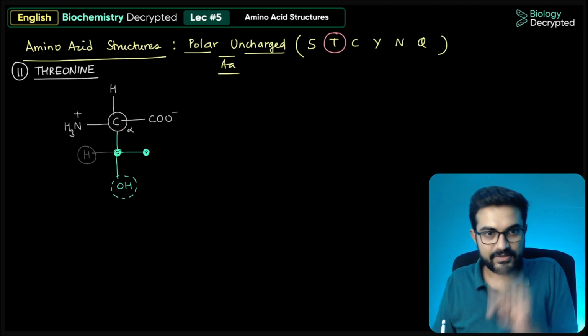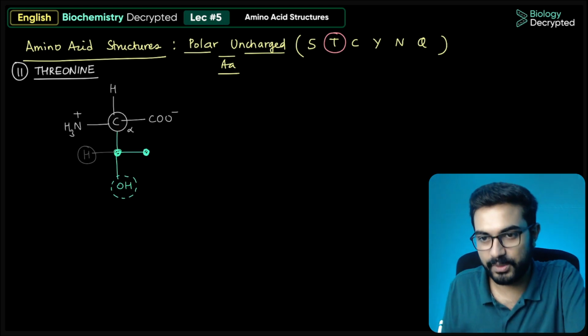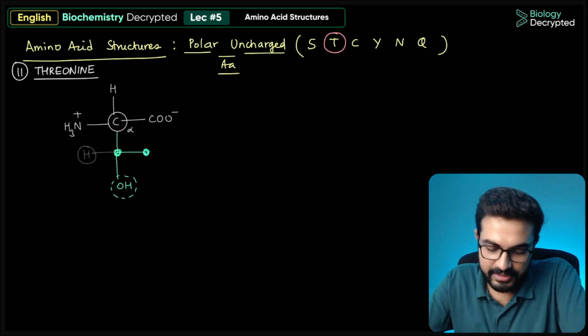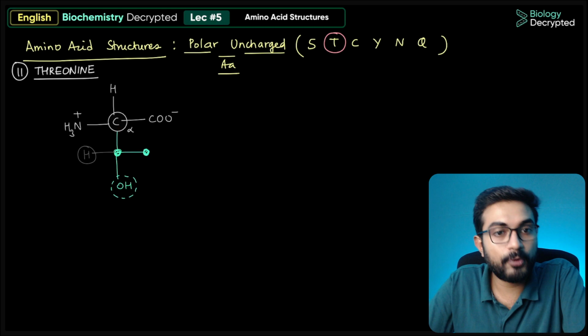But yes, you can see this T here. This makes it very easy to remember. So this is the structure of threonine. This is the structure of threonine, and this is one more point to remember.